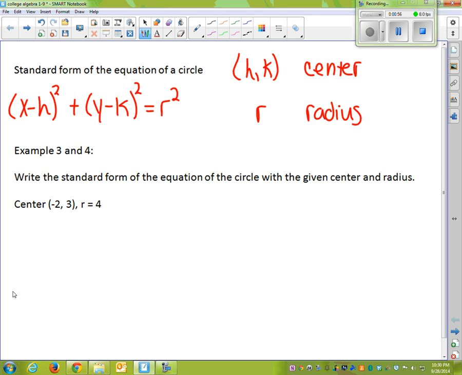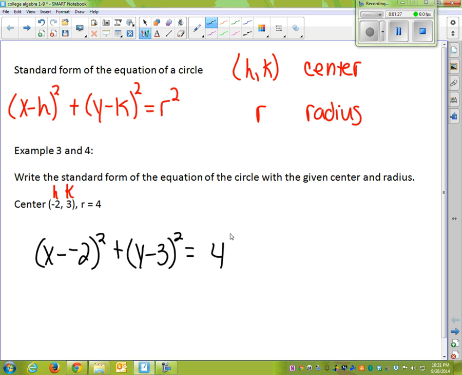So in our first example, they're going to give us the center and the radius, and we need to put them into our equation. So the x value is represented by h, and the y value is represented by k. I plug them in. (x minus negative 2) squared plus (y minus 3) squared equals the radius of 4 squared. You don't need to FOIL, but we do need to simplify.